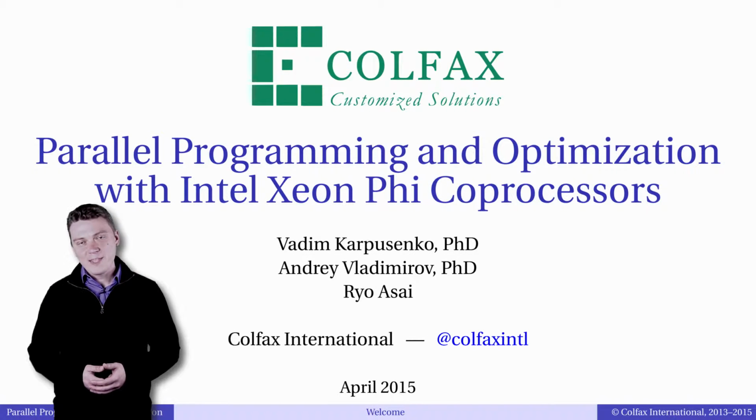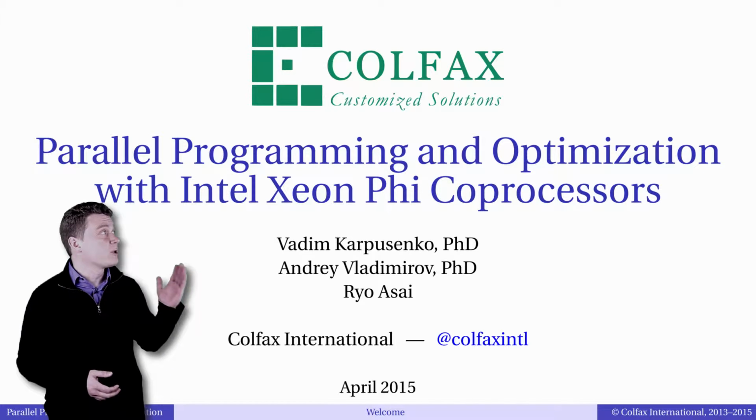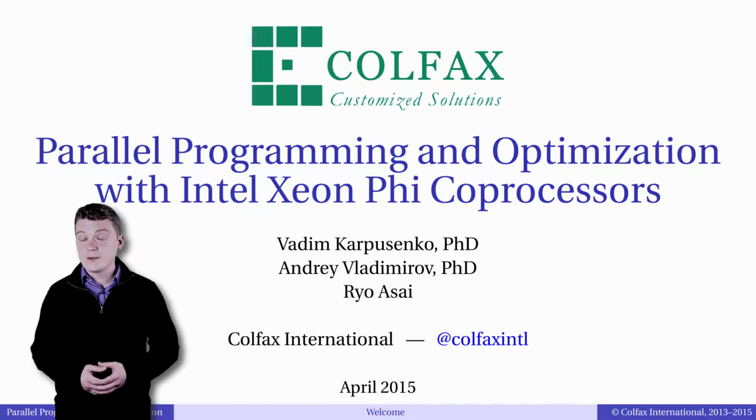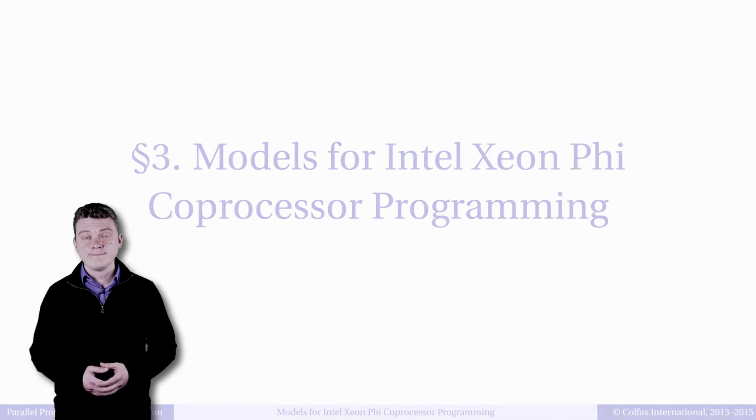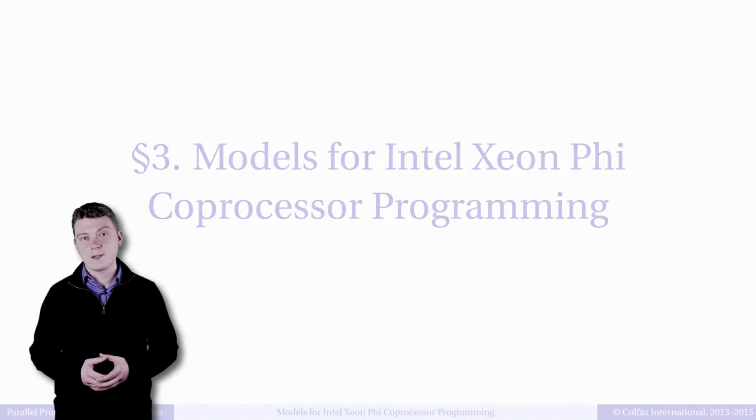Hello again. Thank you for tuning into the third chapter and episode 3.1 of our video series, Parallel Programming and Optimization with Intel Xeon Phi Coprocessors. In this chapter, we'll show basic principles of interacting with Intel Xeon Phi coprocessors. And during this video episode, we will do a brief overview of programming models available for MIC architecture.